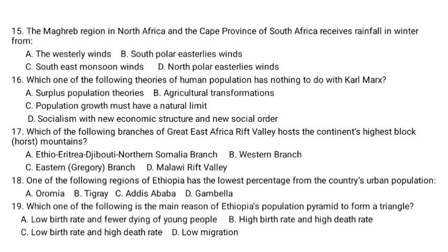Question number 16. Which one of the following theories of human population has nothing to do with Karl Marx? A. Surplus population theories. B. Agricultural transformation. C. Population growth must have a natural limit. D. Socialism with new economic structure and a new social order.